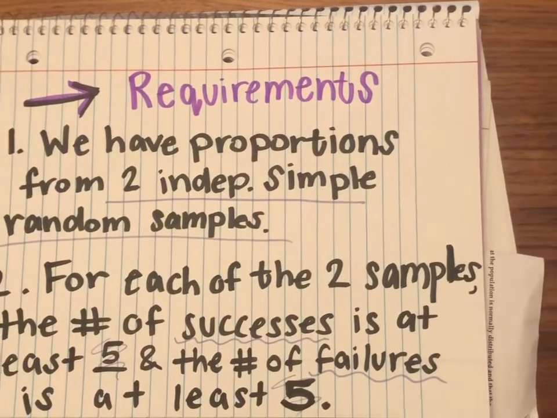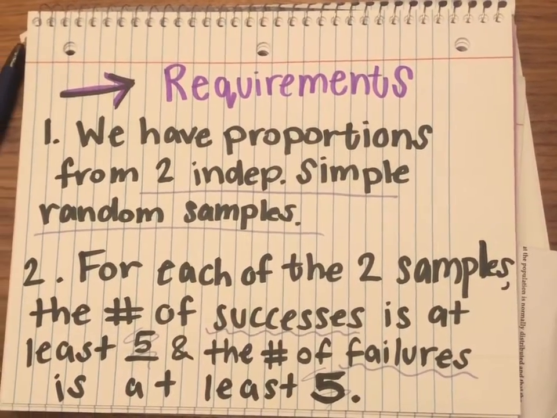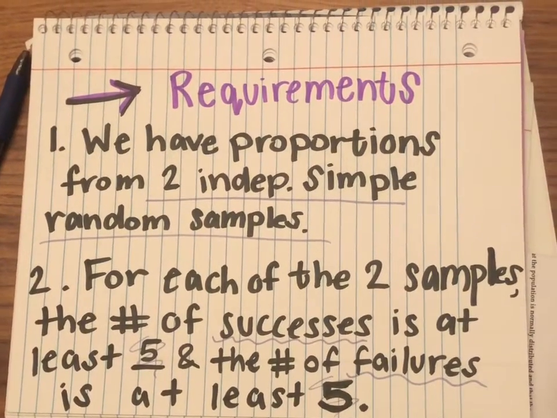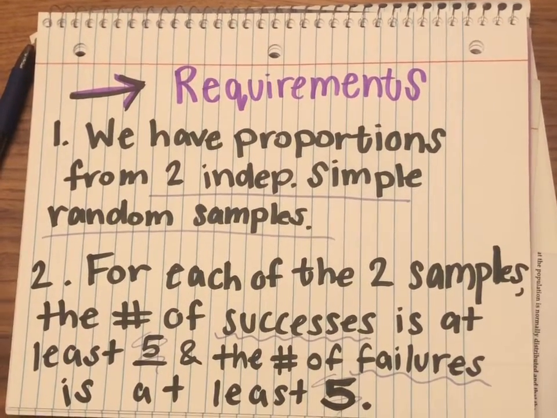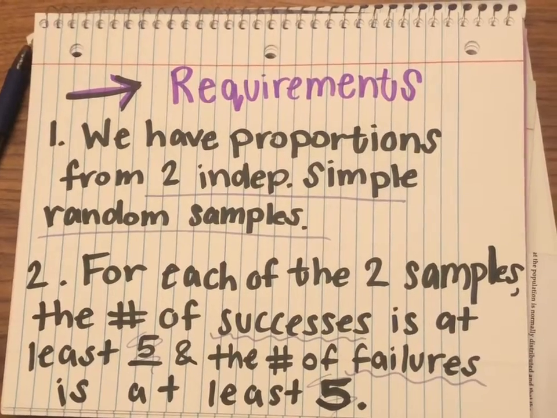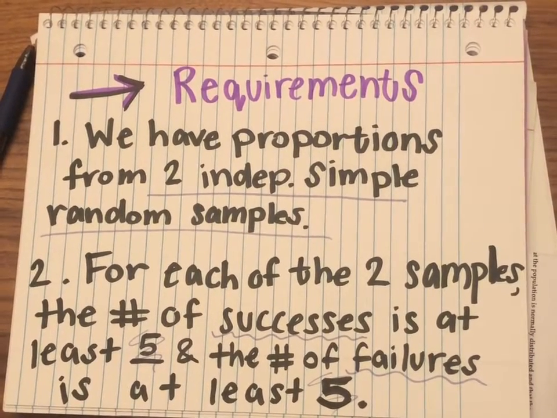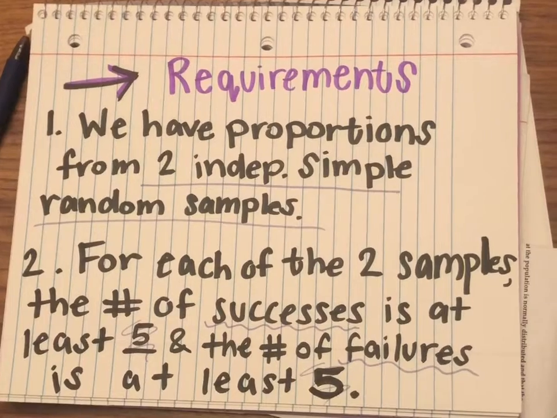These are the requirements to be able to test the claim. We know our first requirement is met because the problem states that they are two independent simple random samples. And we know our second requirement is met because the number of left-handed people is at least 5.